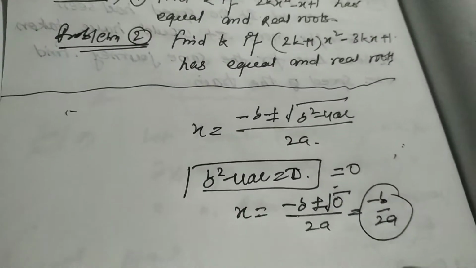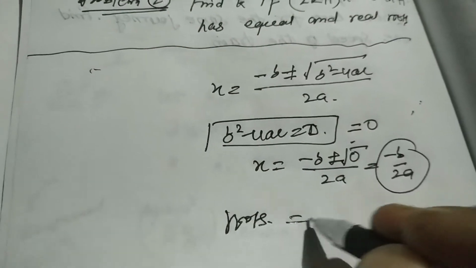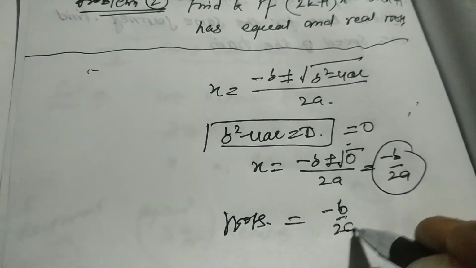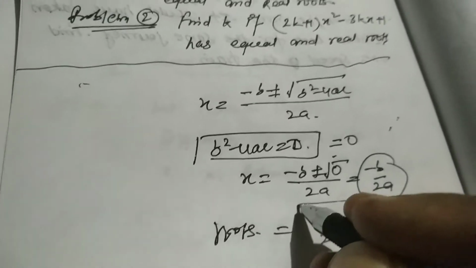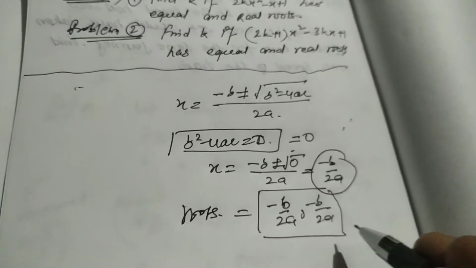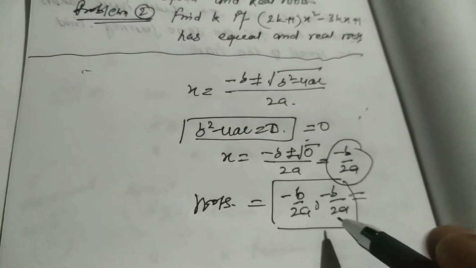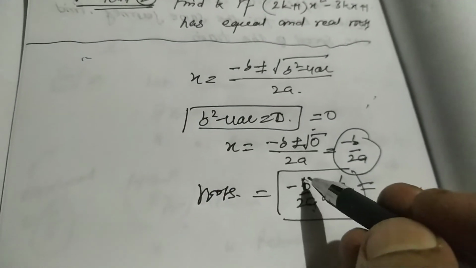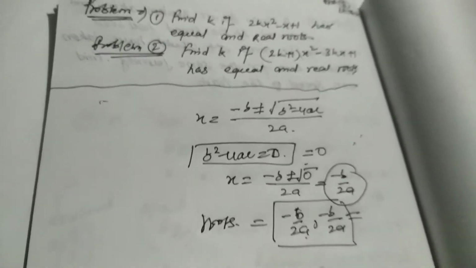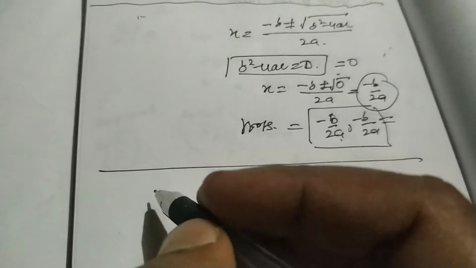So the roots of the equation are −b upon 2a, because it is a quadratic equation that has two roots. So basically these roots are −b upon 2a and −b upon 2a. Right, this is called equal roots, and because b is real and a is real, −b upon 2a is also a real number. So we will use these rules for the solution of these equations.